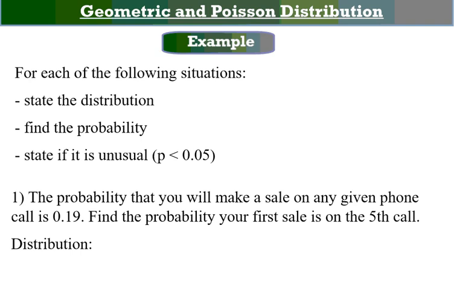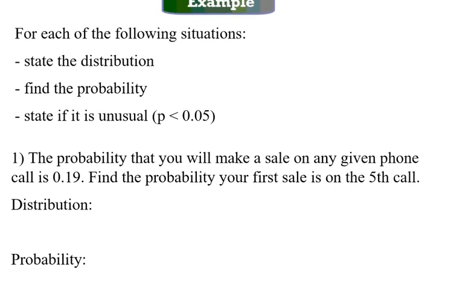So for each, our goal is to state the distribution, the corresponding probability, and whether it is unusual. An unusual event is anything that occurs with a probability of less than 5%. We're going to call it unusual, and that has to do with being more than 2 standard deviations away using the empirical rule.